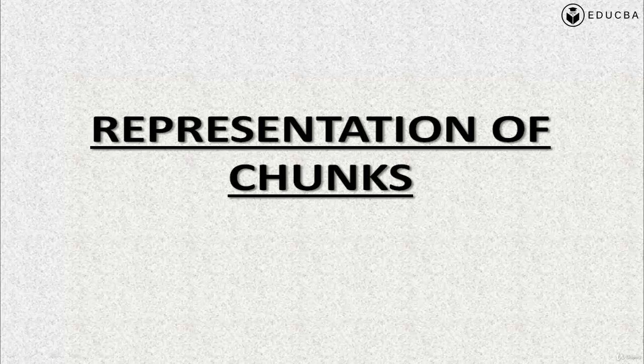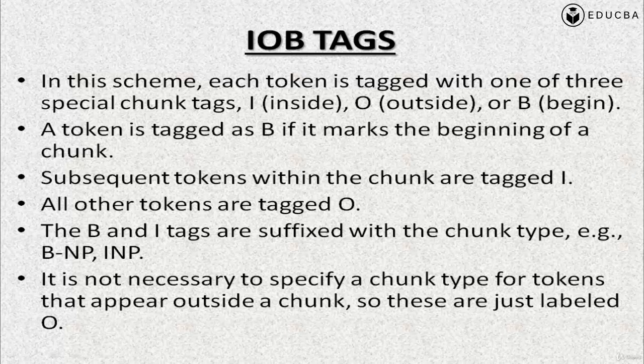Hello friends. So in this video we will see how to represent chunks. Basically we will see two different types of representation of chunks. Your first representation type is IOB tags. Now what is that? In this scheme each token is tagged with one of three special chunk tags, that is either I, O or B. So what is IOB? I represents inside, O represents outside, and B represents begin.